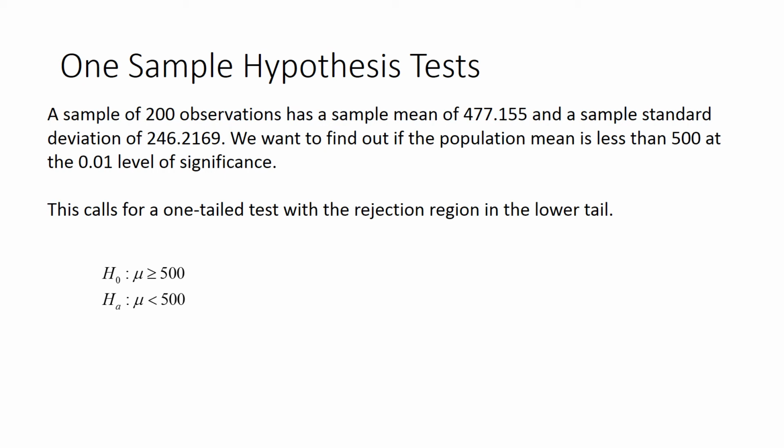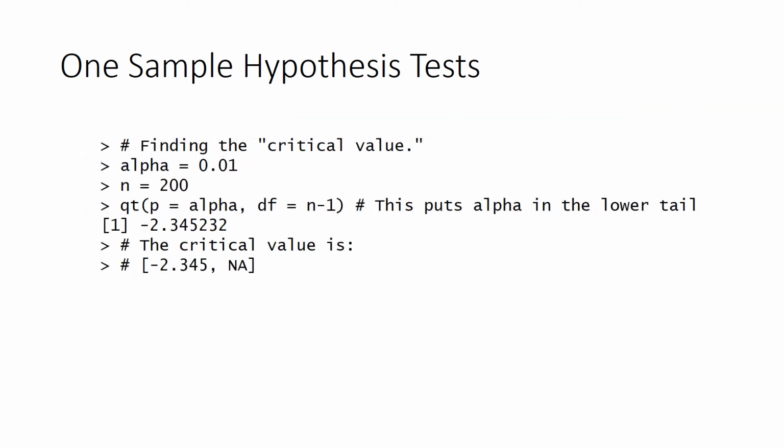The null hypothesis is that the population mean equals or exceeds 500. The alternate is mu is less than 500. Since this test rejects in the lower tail, the critical value is negative. The t-value of minus 2.345 puts 0.01 in the lower tail. This is the critical value. We compare the calculated value of the test statistic to the critical value, and if it's less than the critical value, we reject the null hypothesis.